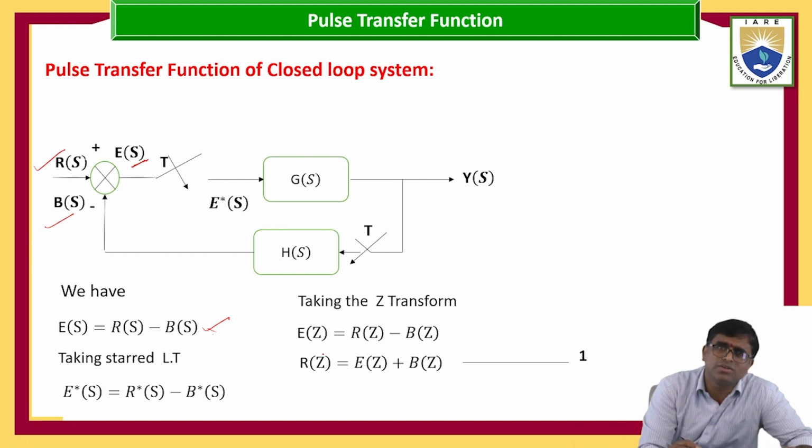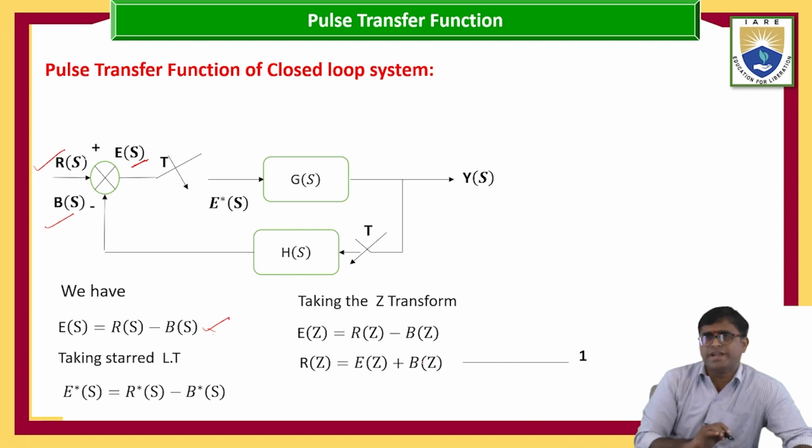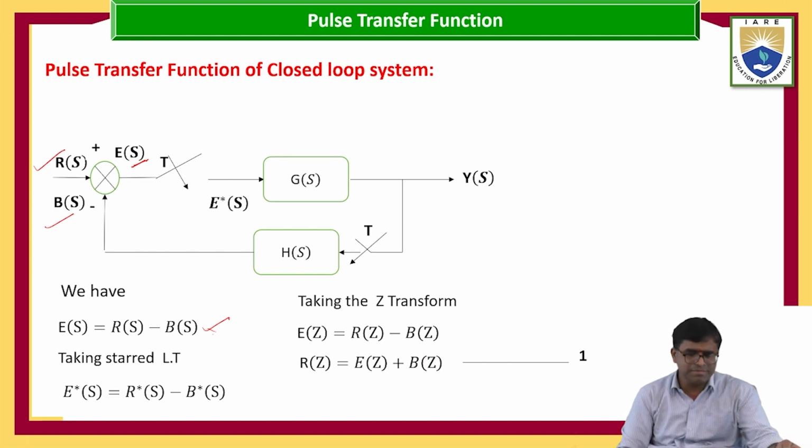So E of Z equals R of Z minus B of Z. From this, R of Z equals E of Z plus B of Z. It is taken as equation number 1.